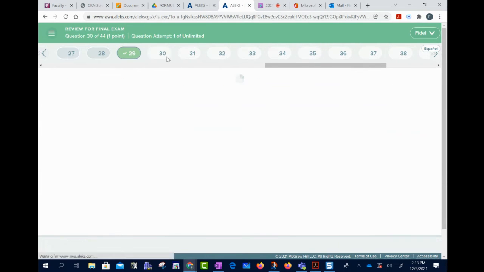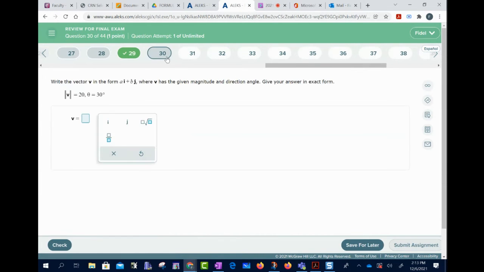All right, so let's get to number 30. Let's see. It says write the vector in the form ai plus bj where v has the given magnitude and direction angle. Anybody want me to go through this one? No, we're good. Okay.